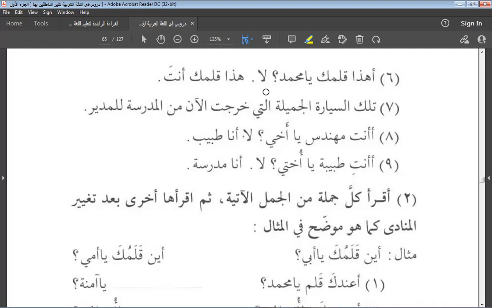Muhammad says لا. هذا قلمك أنت. No, this is your pen instead. This is rather your pen. Says تلك السيارة الجميلة التي خرجت الآن من المدرسة للمدير. That beautiful car that went out now, التي خرجت الآن, that went out now, من المدرسة, from the school. للمدير is for the head.